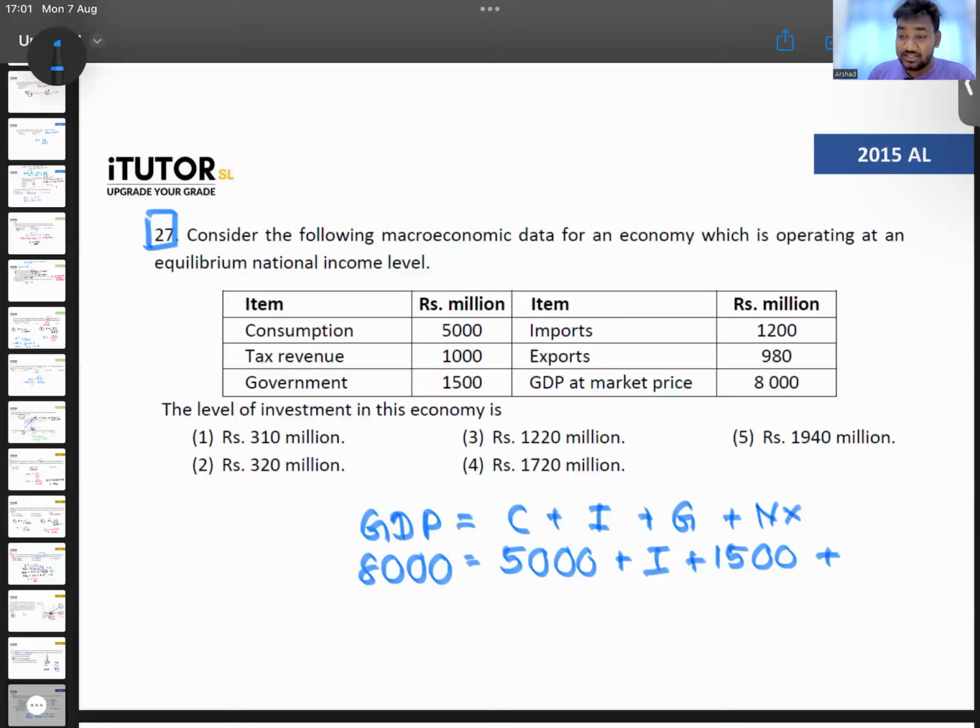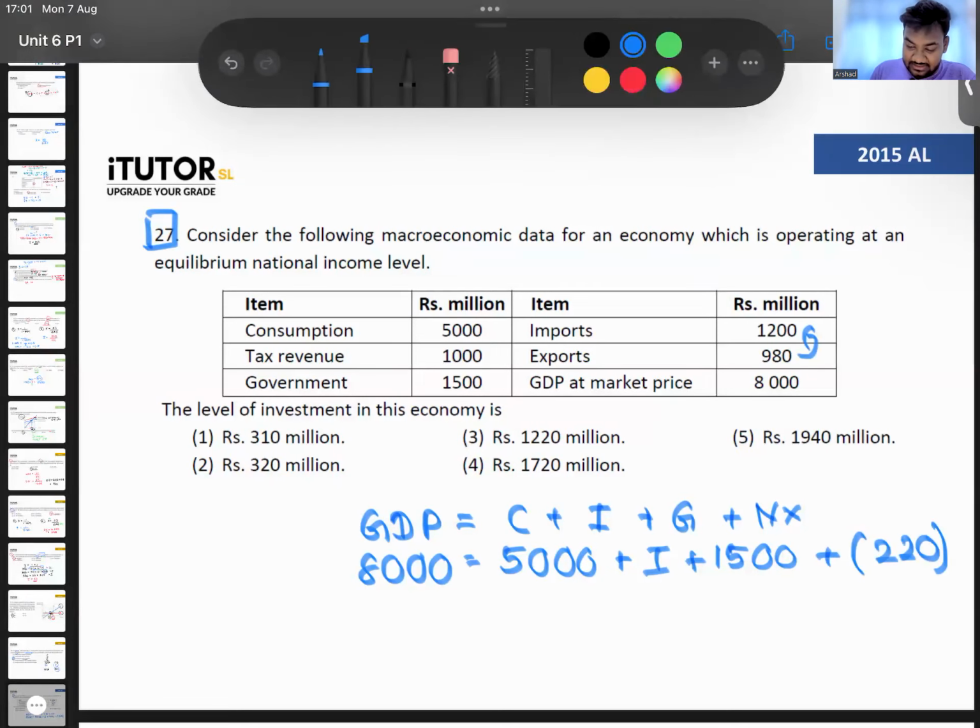980 minus 1,200. That is a minus 220. Okay, so I'm hoping you all figured out how the minus 220 came: 980 minus 1,200. Okay, can you all work it out and give me an answer? How much is investment? 1,720. Yes. Okay, so investment is 1,720.